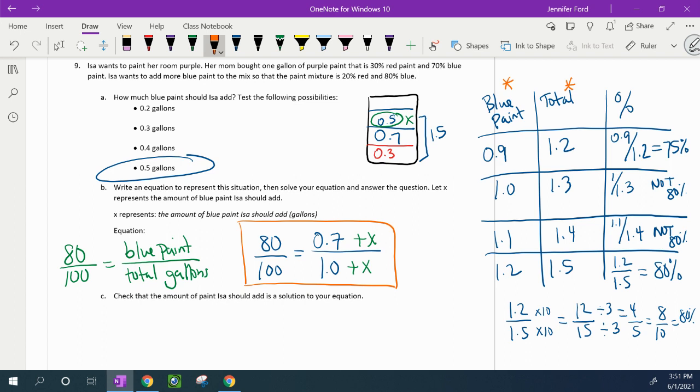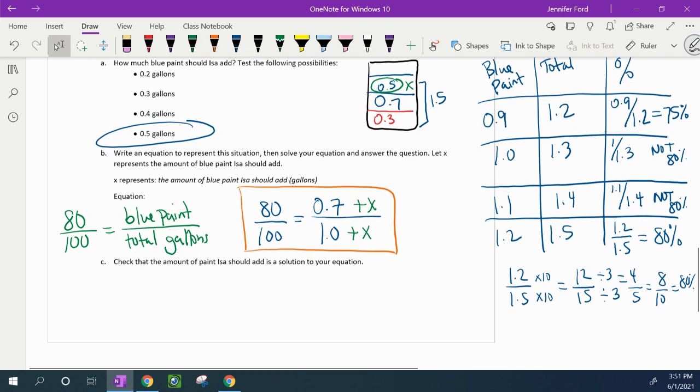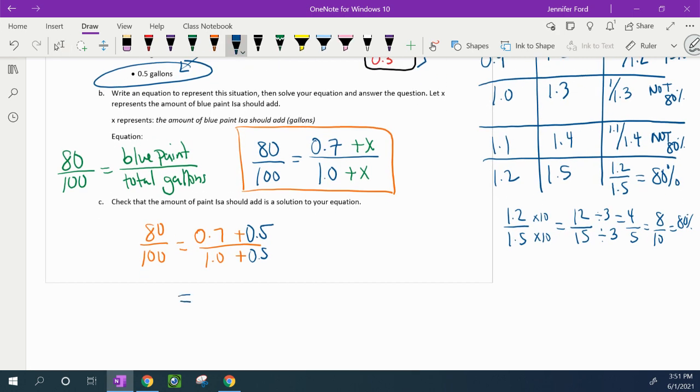Okay, and then if we check that the amount of paint Isa should add is a solution, so what this is asking, this is my equation. We found that the answer was this half a gallon. So instead of X, I'm gonna write half a gallon. So I'm replacing the X with half. And let's see what happens. 7/10, this is 1 2/10, divided by 1.5, and we just did this math over there. That really is 80%.